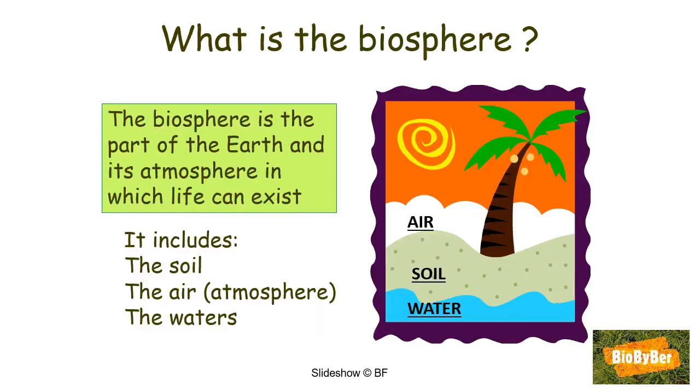What is the biosphere? Now, if we look closely here, we can see the word bio and we can see the word sphere. Bio means biology, sphere is a roundy thing. So the biosphere is that part of the earth, the roundy thing, and its atmosphere in which life can exist. So if we keep this in mind, this will help us to distinguish between our different definitions. Now, when we think about the biosphere, where life can exist, that's going to have to include the soil, the air, or the atmosphere, or the waters, because life can exist in these three places. S-A-W. You saw the biosphere.